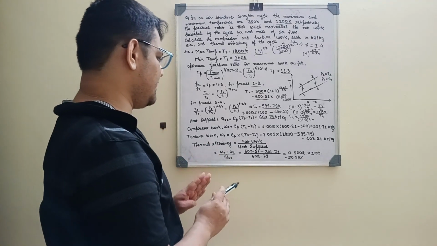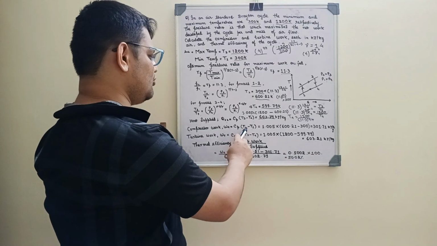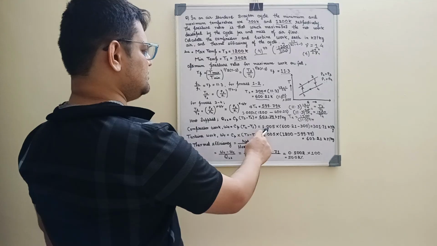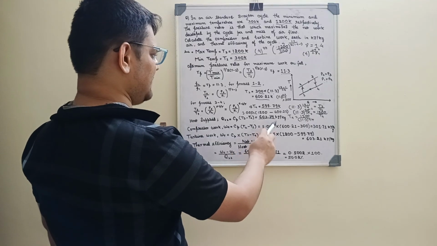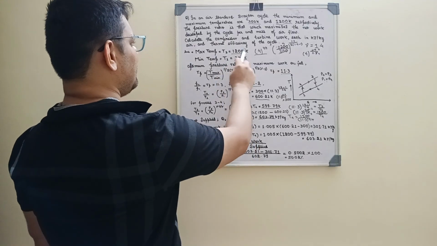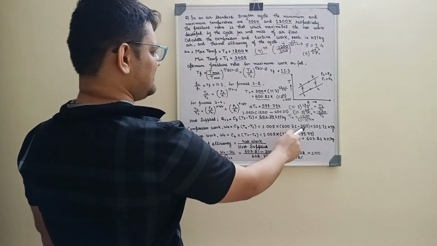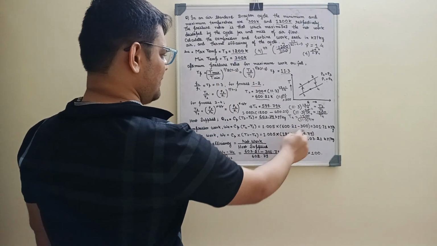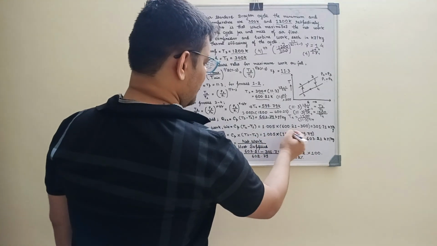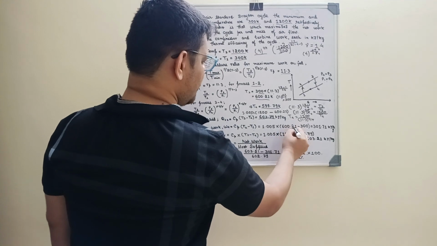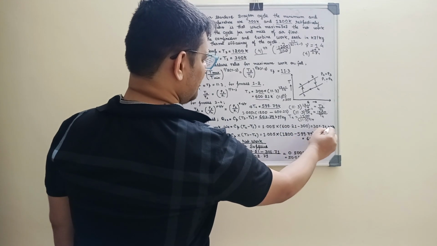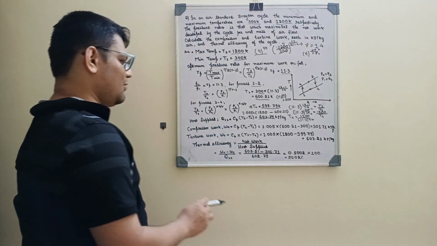Compressor work is denoted by WC, that is Cp into T2 minus T1. Cp is the same 1.005. T2 we have calculated as 600.21, and T1 we already have in the data, that is the minimum temperature 300 Kelvin. So if we calculate 1.005 into 300.21, we will get 301.71 kilojoule per kg.